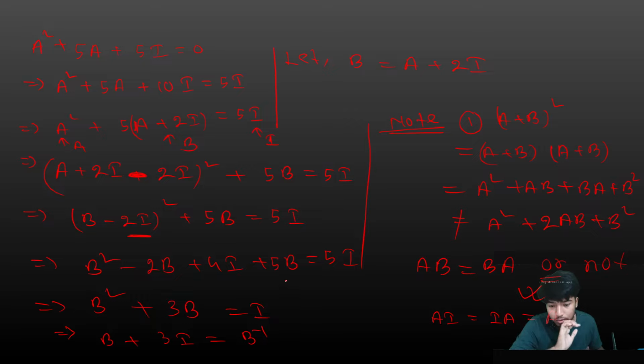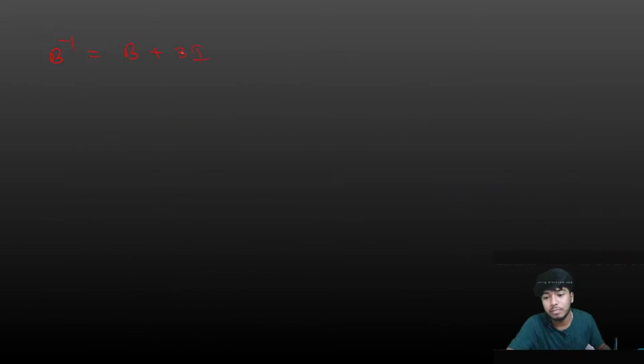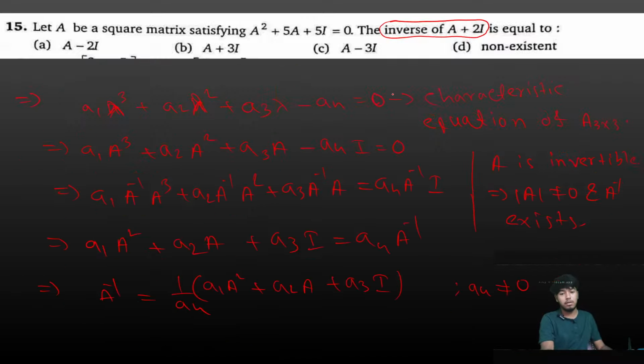One minute. This one is 4, I made a mistake. This is not 3. So what is B? B is A plus 2i. So B inverse, that means (A plus 2i) whole inverse, is nothing but A plus 3i. This is our answer. Check, this is our true option.